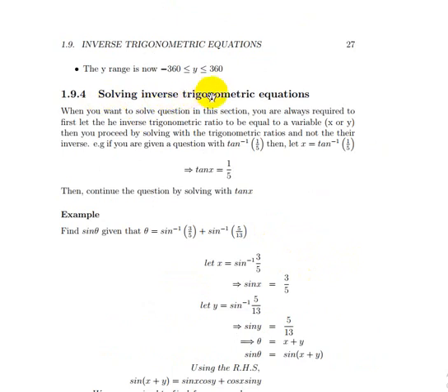So, solving inverse trigonometric equations. Now, what are you going to do in order to solve an inverse trigonometric equation? For you to solve an inverse trigonometric equation, the first thing to put in mind is to always let a certain value be equal to your inverse trigonometric ratio. For example, if you have this equation given to you, tan inverse of 1 minus x, you must always let a certain value, let's say x, be equal to tan inverse of 1 minus x.